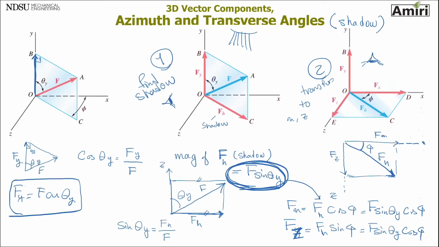In the next video, I will go over numerous examples that use either the transverse and azimuth angle, or use the coordinate direction angles to find the components of Cartesian vectors.